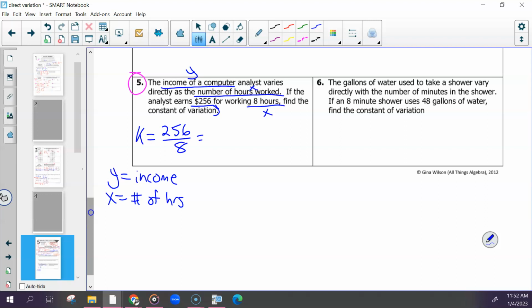256 over 8 would give us what? And if we're putting the label of what our Y and X are, income was dollars per hour. The question then says find the constant of variation, which is what we just did. So we don't have to do anything else. This was our answer.